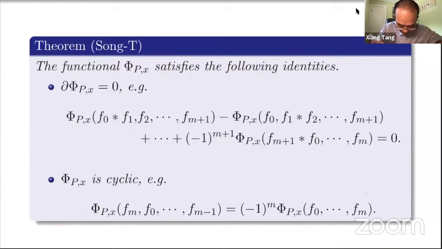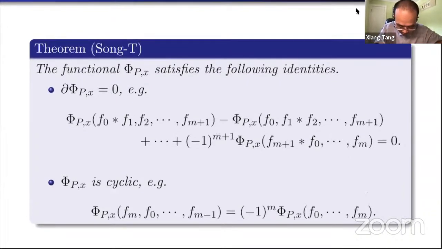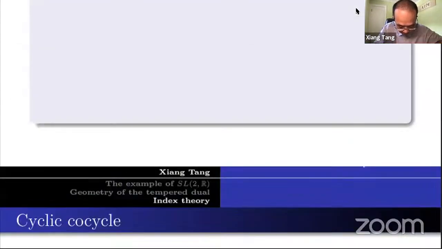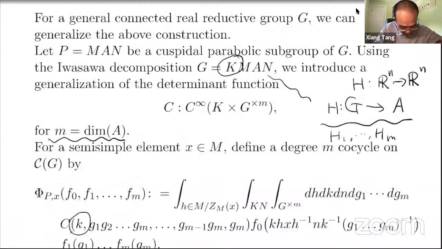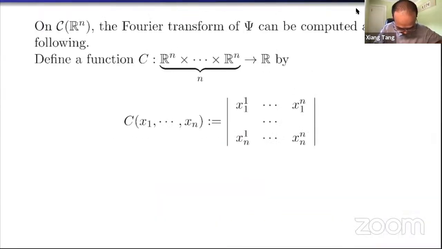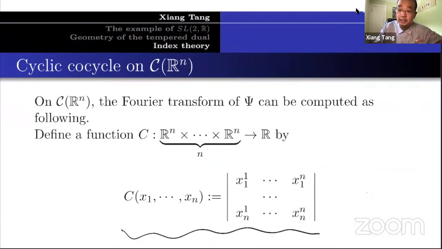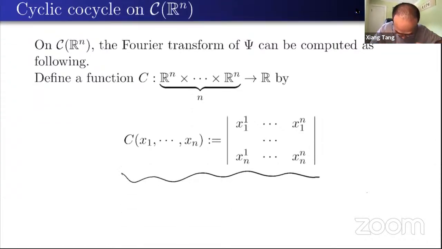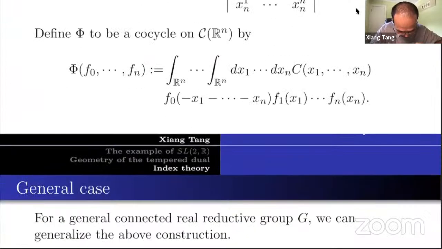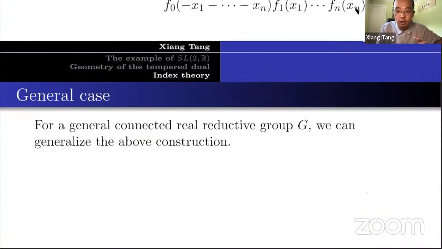So for this one, I started with the motivating example of Rn. This one is actually from Van Est. Here the Lie algebra and the group, the exponential map is just identity. So this one is from the Van Est map. But the cocycle we wrote down for general G, I do not know an easy way to construct it from the Van Est map.